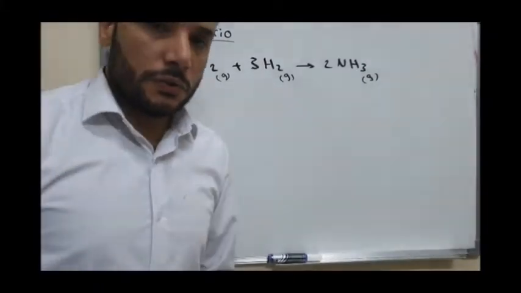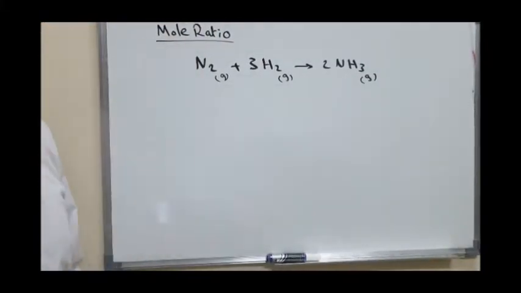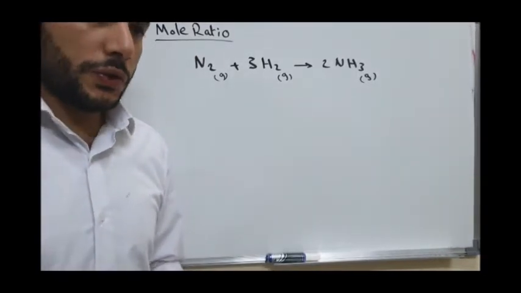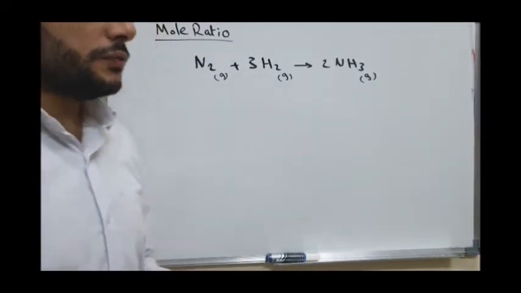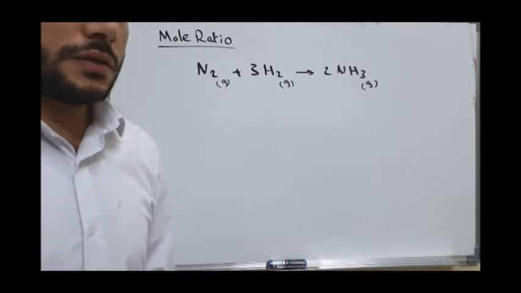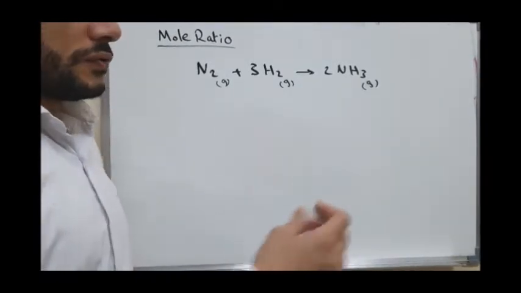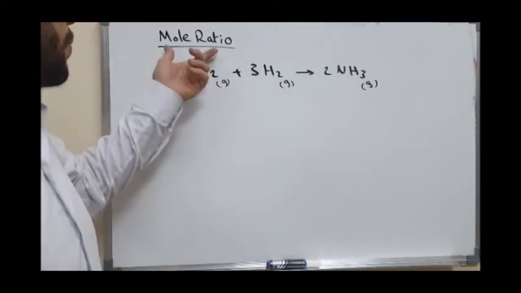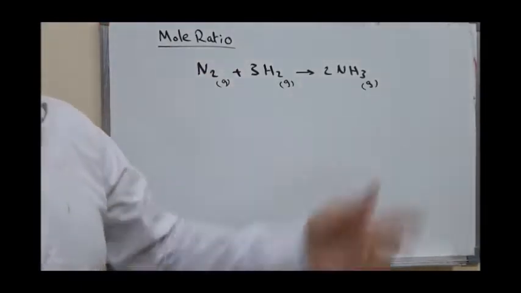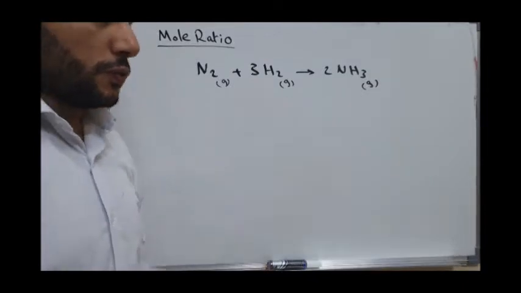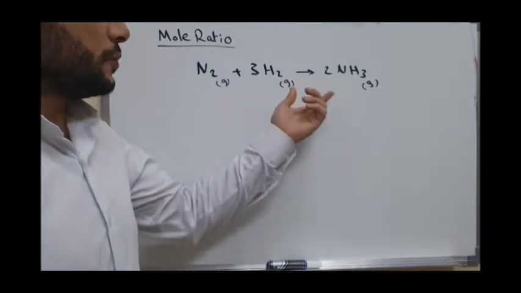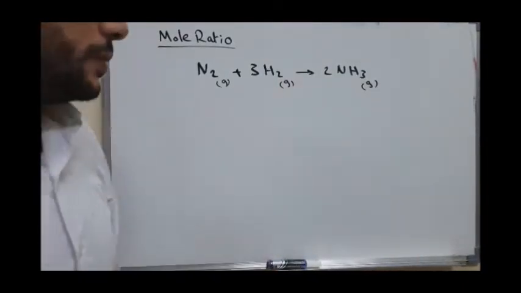In this video, we will talk about the mole ratio and how to conclude the suitable mole ratio to solve the problem if we want to calculate the moles using the moles of another substance. The mole ratios we can conclude from the balanced chemical equation. So we have to have a balanced chemical equation to get the suitable mole ratios.